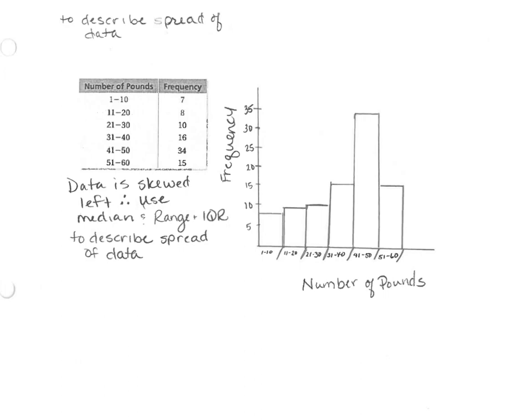When finished, this is what it's going to look like. So you can see in this one, that does not have that nice bell curve. It kind of goes up, and the data is here, and then it kind of jumps right back down. So this one is considered skewed left. Therefore, we're going to use your median and your range and IQR to describe the spread of the data, since it is skewed.